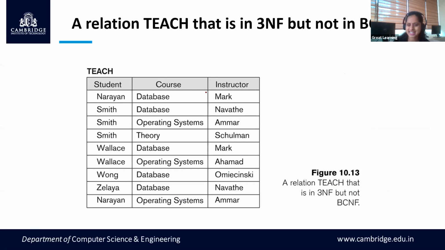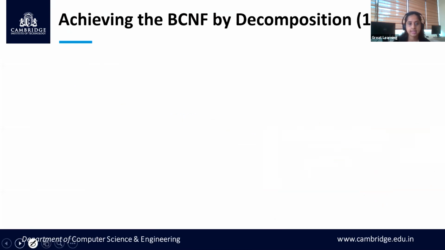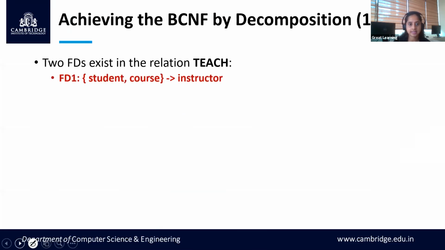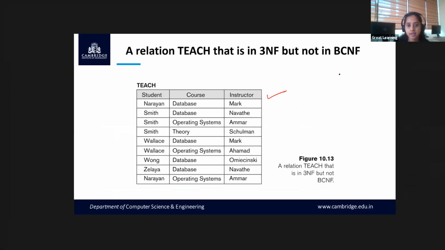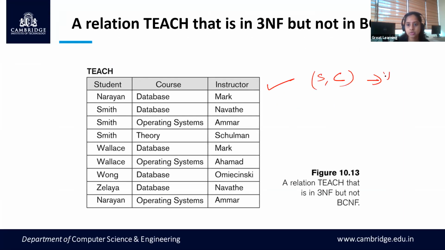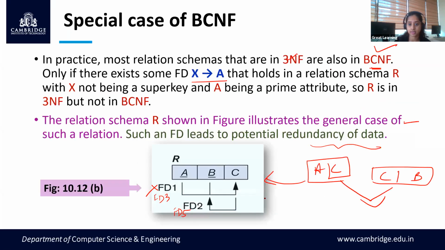What is this step? Now the same example is given in this way, with the data they've given. Now two FDs, the same thing. Student, course tends to instructor, instructor tends to course. See here, student course, comma, course tends to instructor. That is AB tends to instructor and instructor tends to course. It is the same example as the previous one. See, student course tends to instructor, instructor tends to course. It's the same thing. Now let's see what happens.